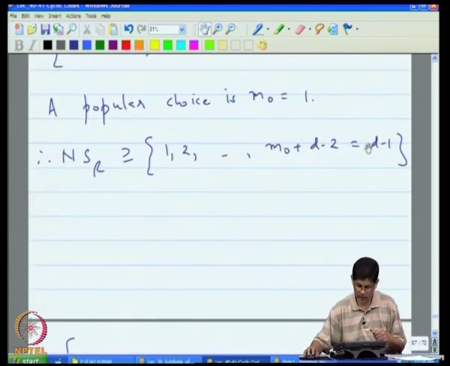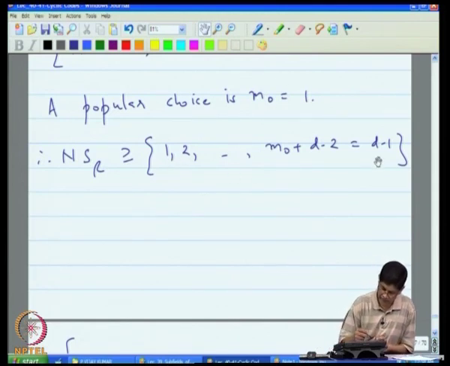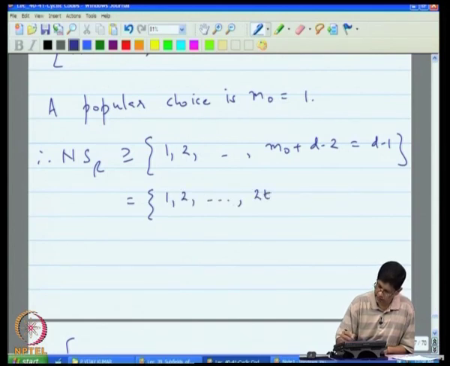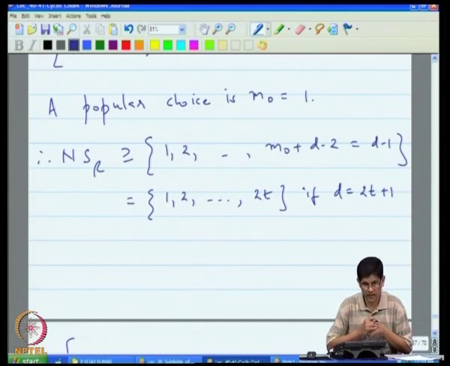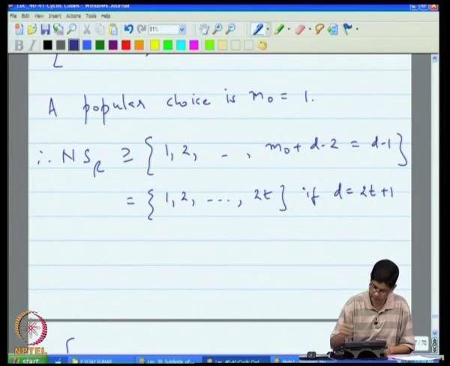So, let us say that m0 is 1, in which case the string of consecutive zeros actually ranges from 1 to d minus 1, which can be rewritten as 1, 2 all the way up to 2t if d is equal to 2t plus 1, because typically when you are looking for error correction, then your minimum distance is 2t plus 1. For example, if you want to correct 2 errors, you will make your minimum distance 5 and so on. Okay. So, this is a popular situation that you are likely to come across.